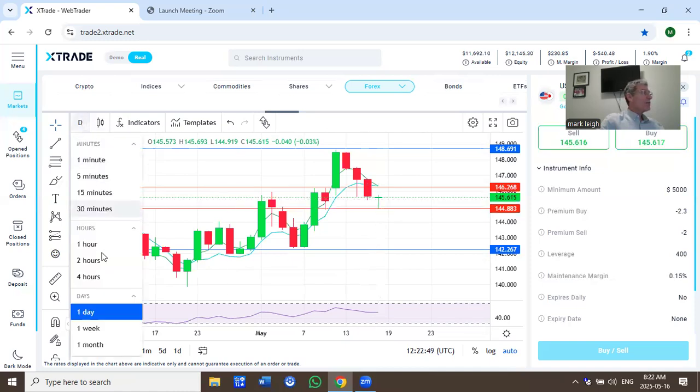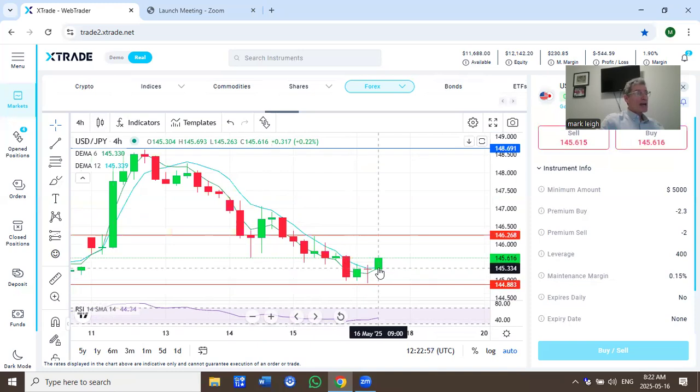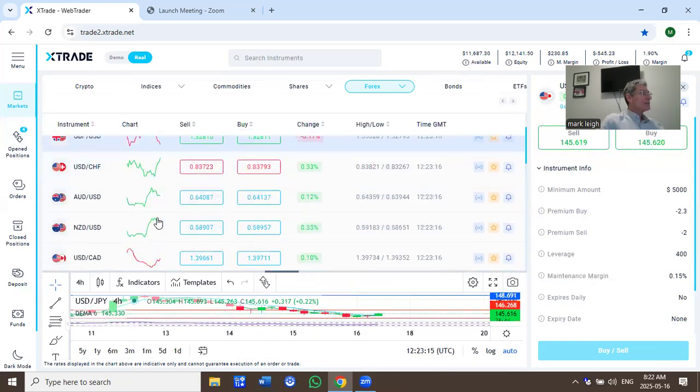Let's zoom in on the 4-hour. There you can see that's up the support level at 144.87. Buyers fighting back, US buyers fighting back, US dollar strength looking to build during the US session, and resistance sitting at 146.26 for now.